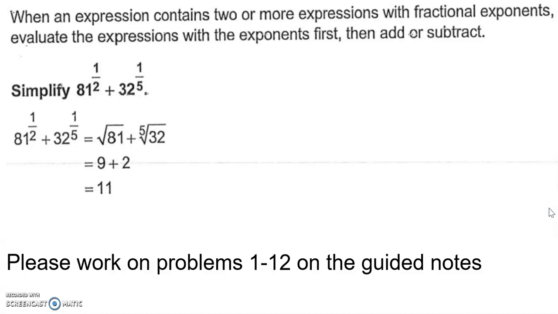So with this in mind, please work on problems 1 through 12 on the guided notes and resume when you are ready to move on.